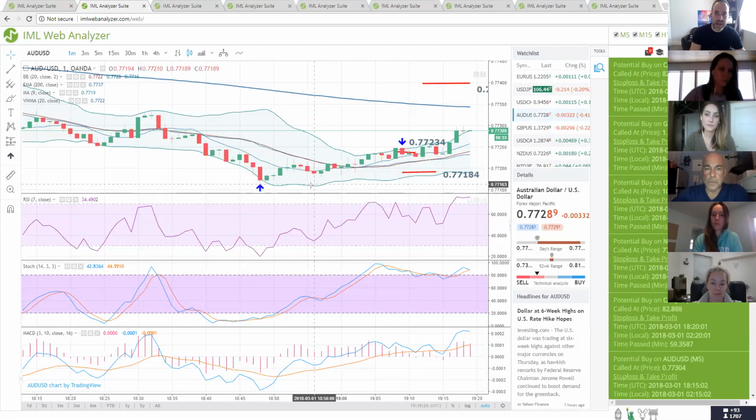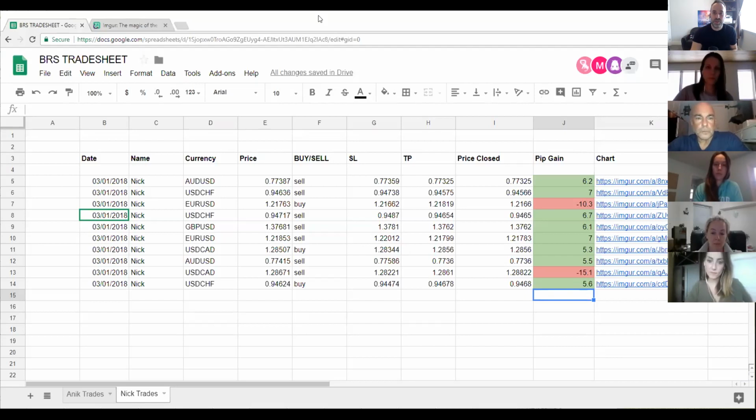I'm going to show you guys the sheet, so I'm going to stop this share and share another screen. And here's the screen I want to share. Okay, so this is a spreadsheet. These are the trades that I've made today. So today I've made exactly 10 trades.